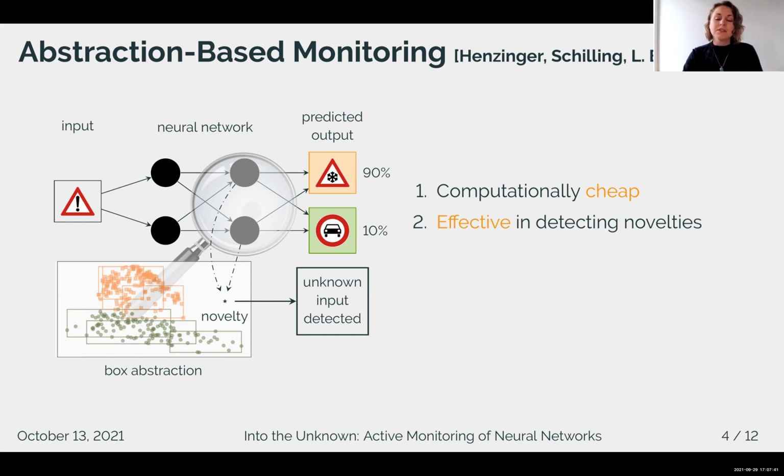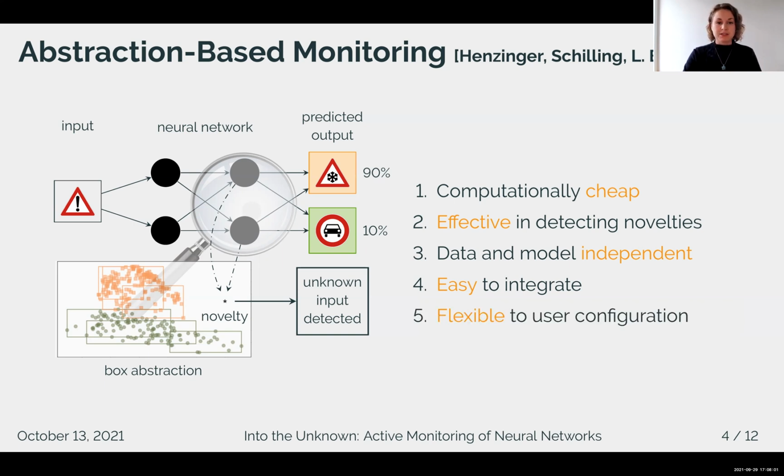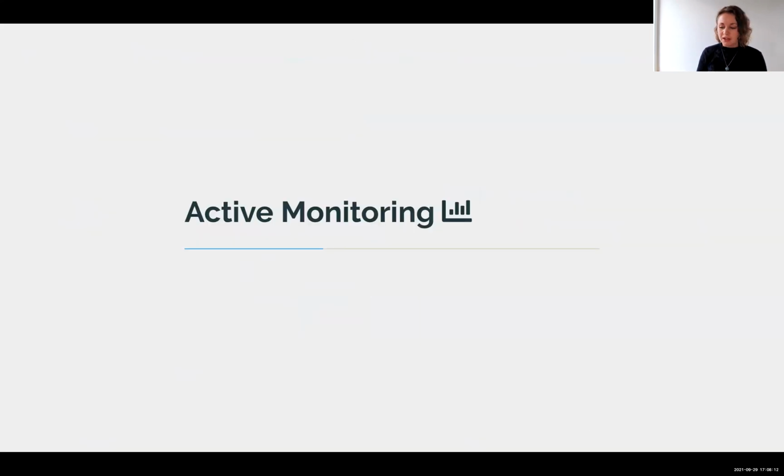It proved to be effective in detecting novelties. It is independent of what kind of data set we have and what model of the neural network we have, as long as we have access to the inner layers of the neural network. It is easy to integrate into other novelty detection approaches and combine maybe with approaches from machine learning. And it is flexible to the user configuration, which means that the user can also say whether they want to see more false positives or fewer false positives and other parameters. So now, this work that I'm presenting today, we call it active monitoring.